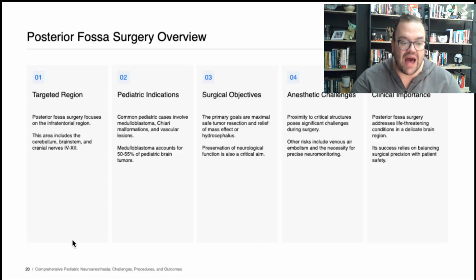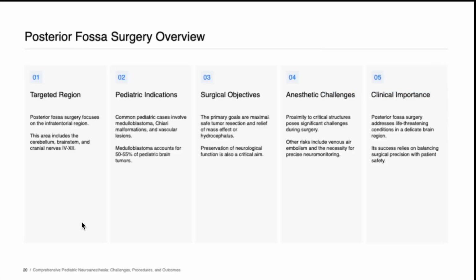So you need to be highly sensitive and have a high index of suspicion that these children might need hemodynamic support for the post-operative period until their neurological function recovers, and they probably will need, in all likelihood, post-operative ventilation. It would be a very brave or foolish person who would extubate a posterior fossa surgery.